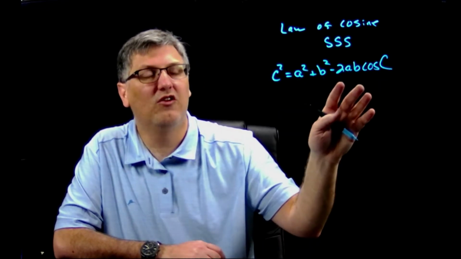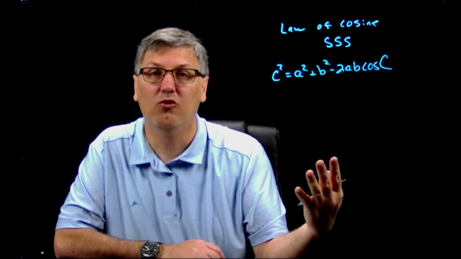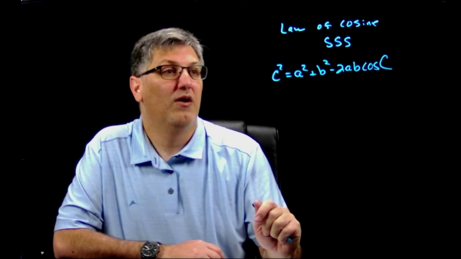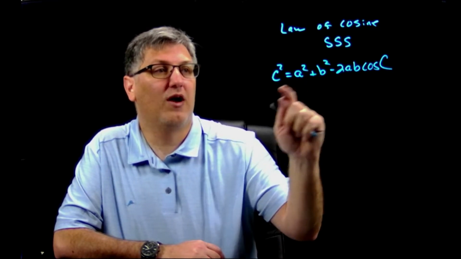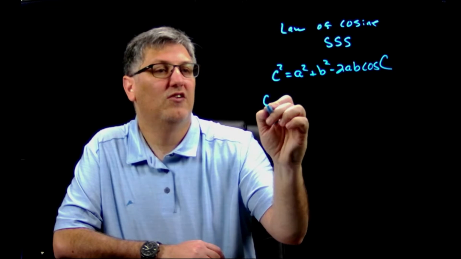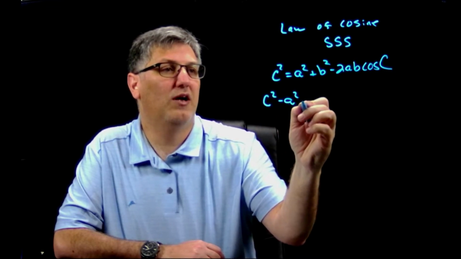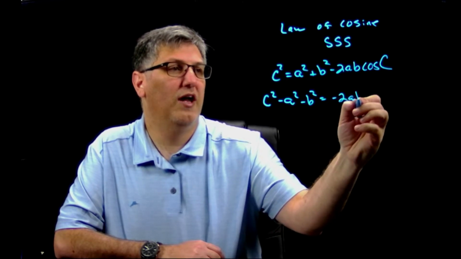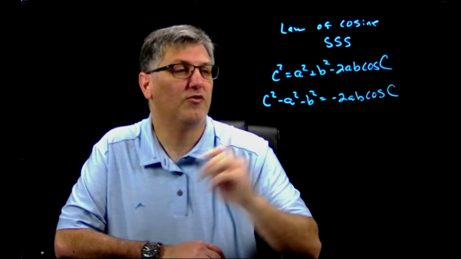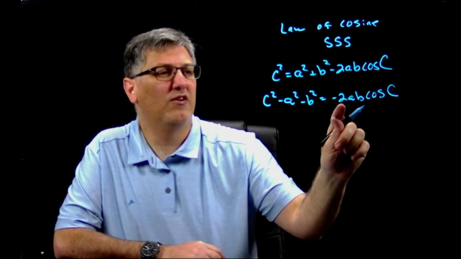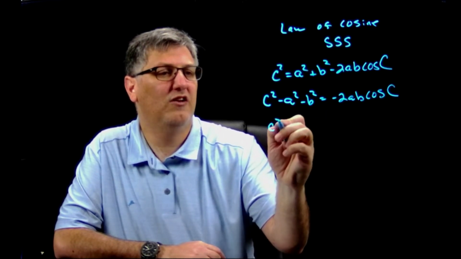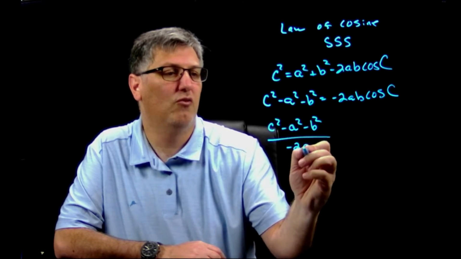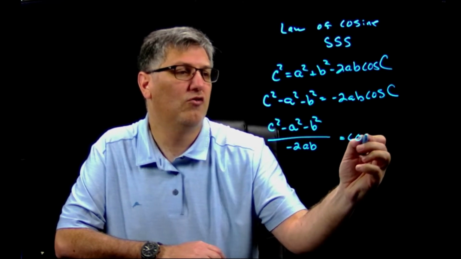So I'm going to solve this equation and come up with a formula that I could use to find capital C. All right, so I'm going to subtract my a squared and subtract my b squared. So I've got c squared minus a squared minus b squared equals negative 2ab cosine capital C. Now I'm going to divide by this negative 2ab. So I'm going to get c squared minus a squared minus b squared over negative 2ab equals cosine of capital C.